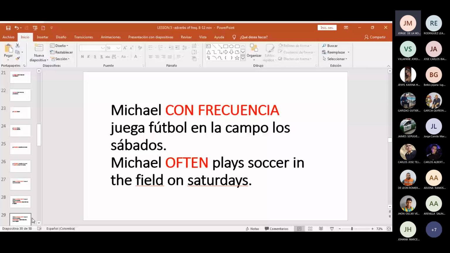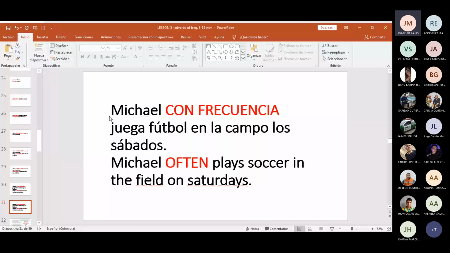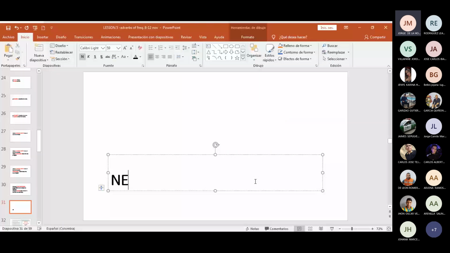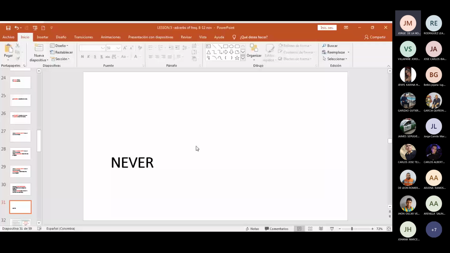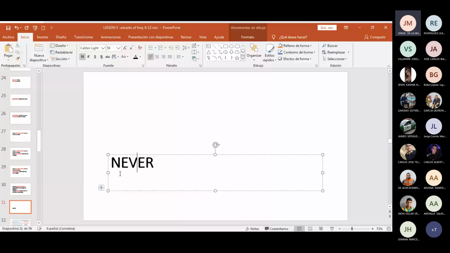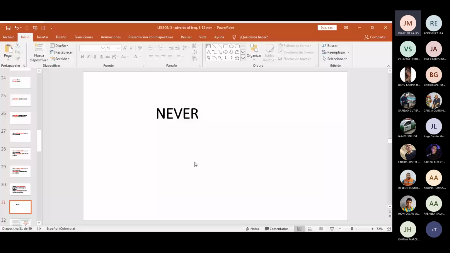Okay, student, what are you going to do now? Well, students, now you are going to tell me one activity that you never do. Okay, student, una oración diciendo algo que ustedes nunca hacen, please. Okay, students, tell me an activity that you never do. Students, please tell me an activity that you never do.